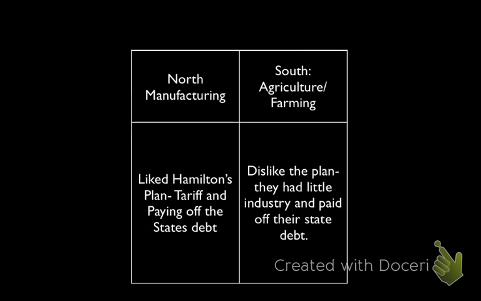All right, the North likes the plan because the tariff is going to protect their American businesses. The South does not like it because they've already paid off their debt previous to this plan, and they're not going to be compensated for the money they've already given up. So they really don't like the plan. So you need to know that the North likes the plan, and the South does not like the plan.